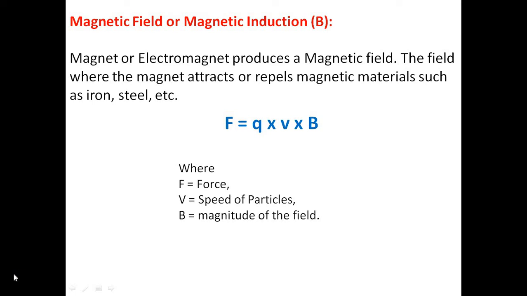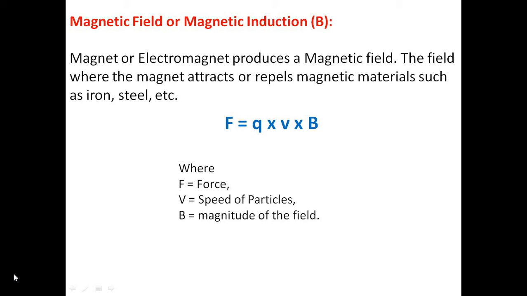In this video we are going to see the basic concept related to magnetism. We know that a magnet or electromagnet can produce a magnetic field, the field where the magnet attracts or repels magnetic materials such as iron, steel, nickel, cobalt, etc. And from the electromagnetic perspective, we can define it as a force on a moving charge.